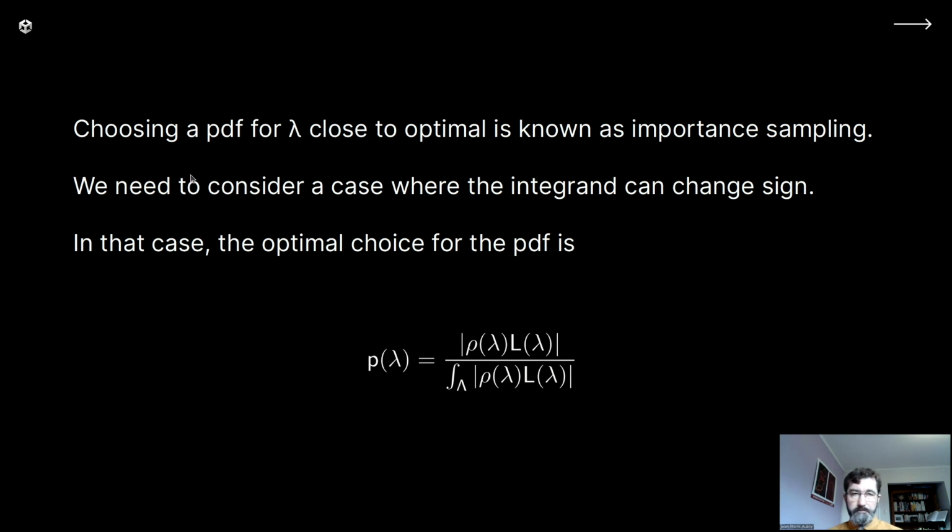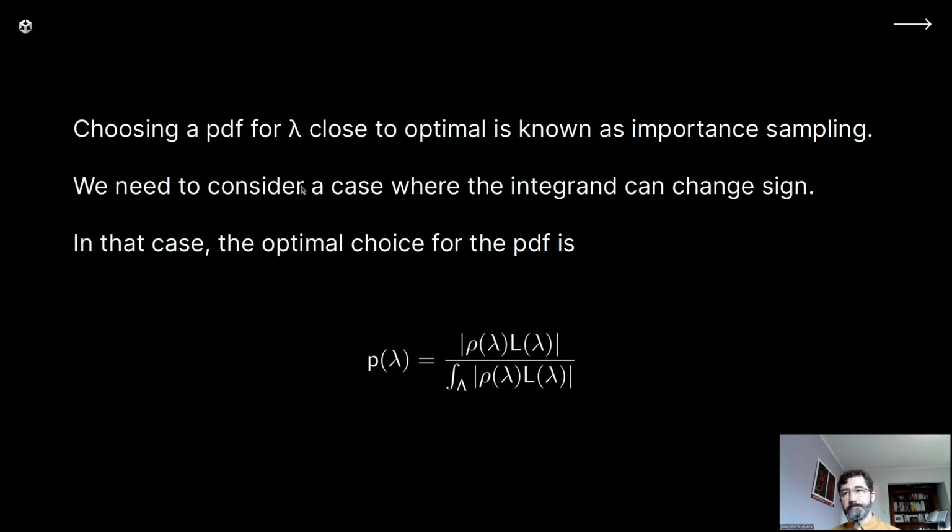It is well known that when the integrand is non-negative, then the best possible choice for the PDF P would be that integrand, so the product of rho and L, normalized so that its integral becomes equal to 1. And of course, if you have that, then you have solved the problem of computing the integral. But still, that is the goal, and that is the ideal for importance sampling.